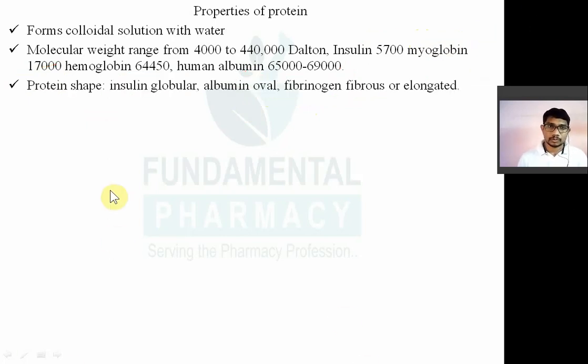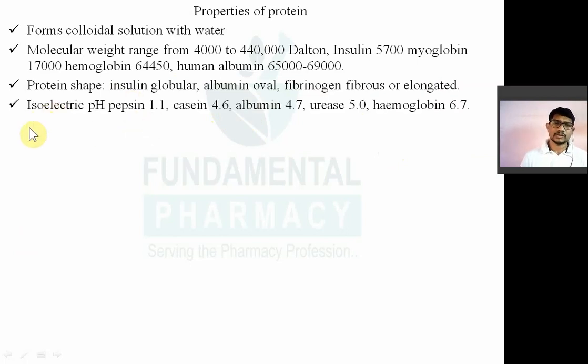So protein ka shape kya hota hai? What are the different shapes of protein? Insulin will have globular shape. Albumin will have oval shape. Fibrinogen, that is a blood clotting factor, will have fibrous or elongated shape. So protein will have different kinds of shapes. So jaise insulin ko hota hai globular, albumin ko hota hai oval, fibrinogen ko hota hai fibrous or elongated.